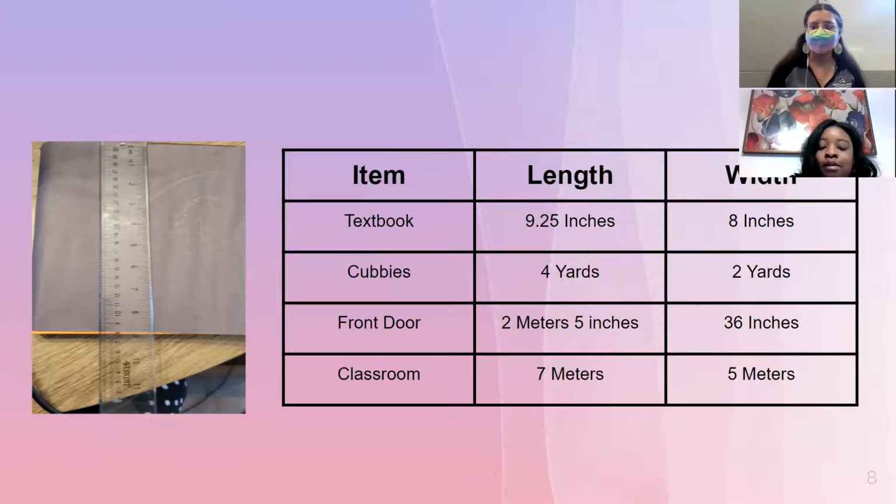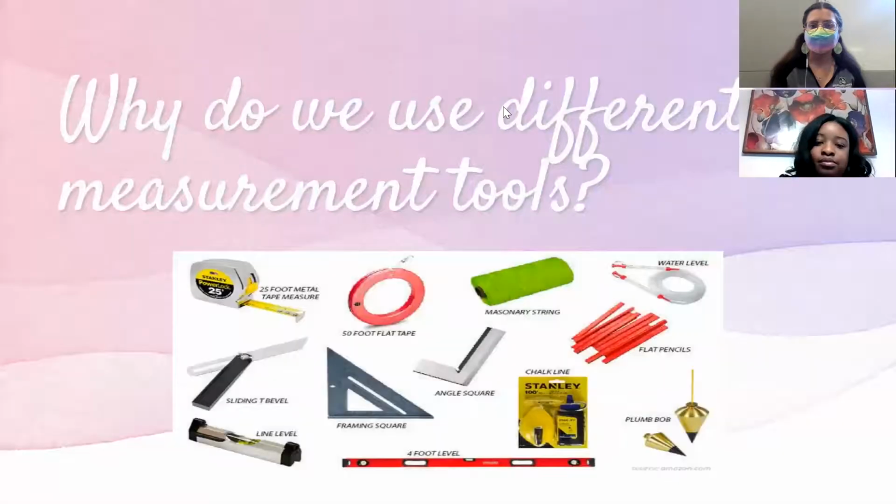And for group 4, they measured the classroom. They noticed that the length of the classroom was 7 meters, and the width of the classroom was 5 meters. So why do we use different measuring tools? Can anyone tell me why they think we use different measuring tools? Do we use different measuring tools to measure different size items and use different measurements? That is correct.